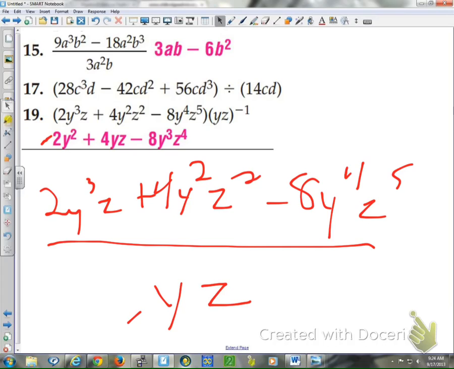2 divided by 1 is 2. Oh, I'm sorry, hold on. So we're going to go through this. 2 divided by 1 is 2. 3y's divided by 1y is 2y's.